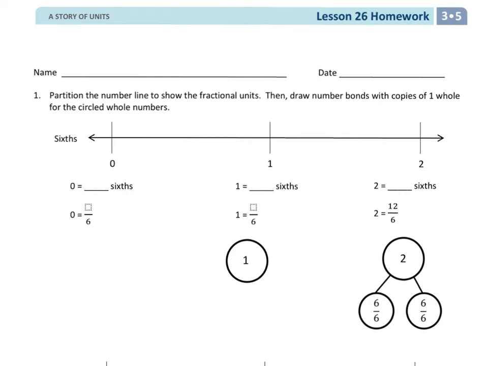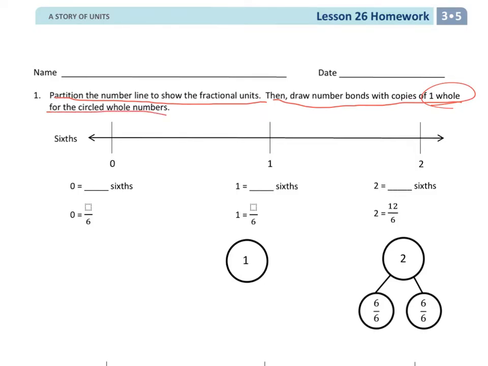Hello everyone, this is Grade 3, Module 5, Lesson 26 homework. The directions state, partition the number line to show the fractional units. Then draw number bonds with copies of one whole for the circled whole numbers.